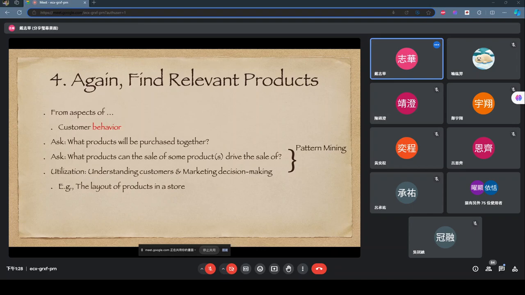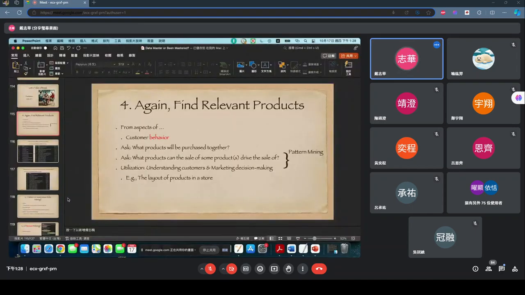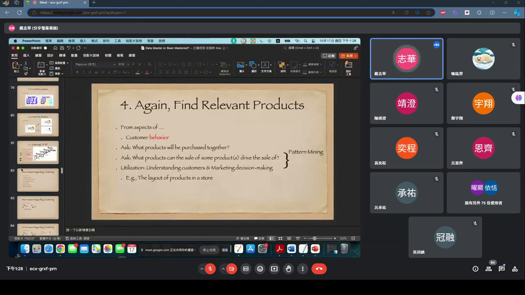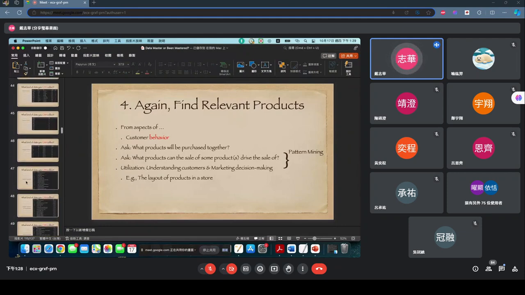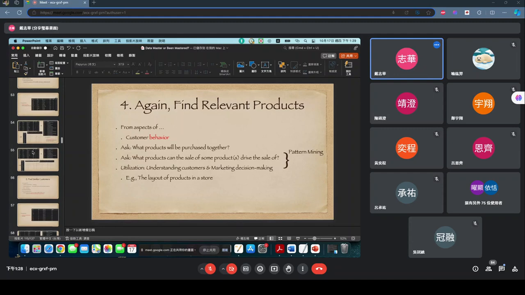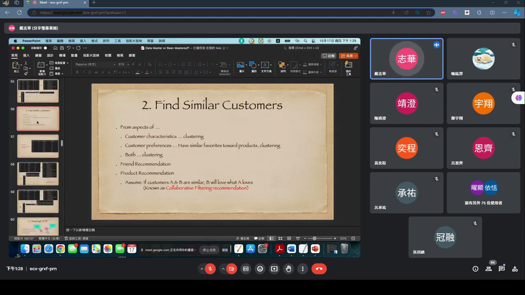I'm sorry. Let's clarify this part more specifically, because it's easy to get confused here.